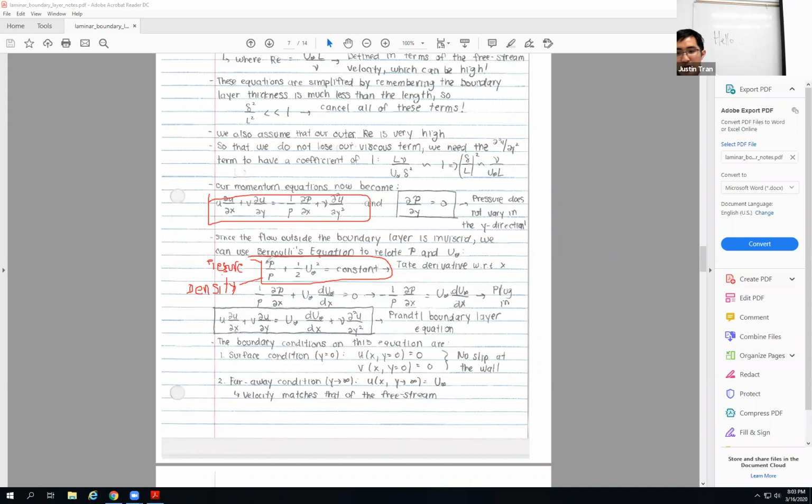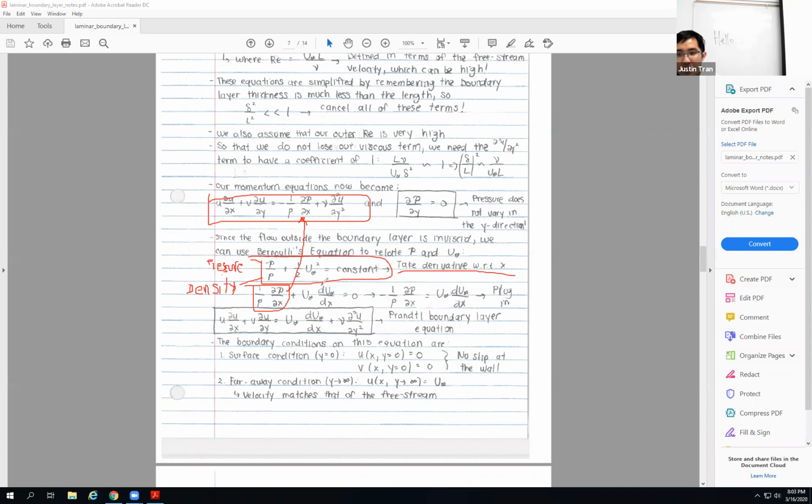And so what we can do is, let's take this equation right here and let's take the derivative with respect to x. Okay, so we're going to take each of the terms individually here and take the derivative with respect to x. Okay? So if we do that for the first term right here, right? So we know that the density is a constant, so the density comes out. So we have 1 over the density times dp dx. Right? So hopefully this looks familiar. This looks like this guy. So we're going to be making a substitution.